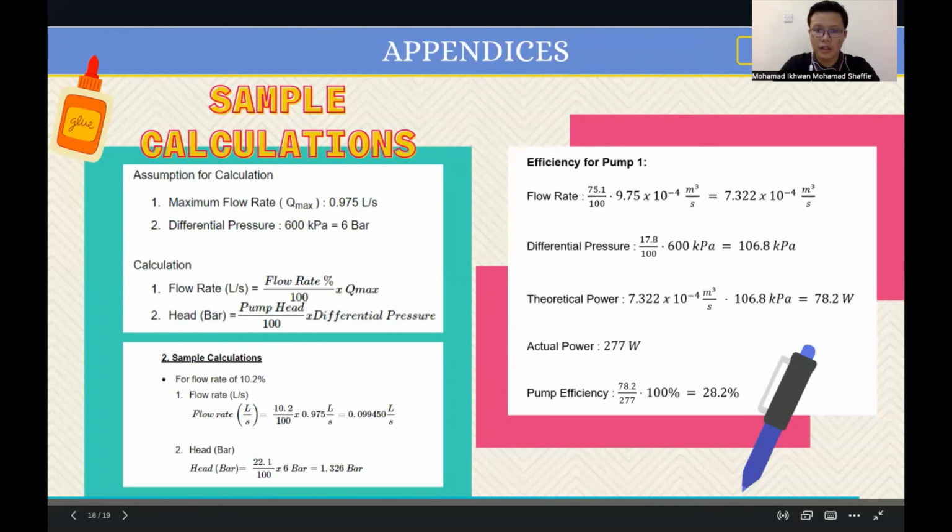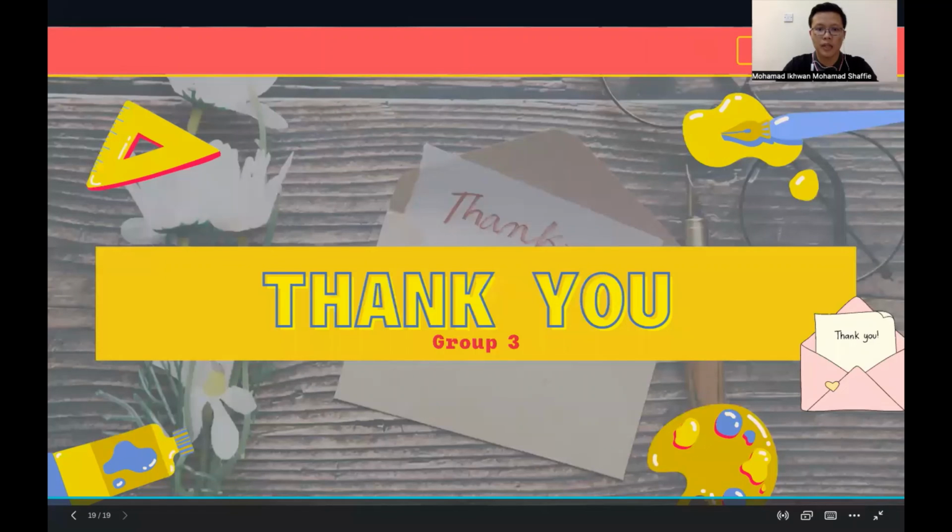On the right side here is the efficiency for pump 1. From here, we calculated the theoretical power and also the pump efficiency. For the calculations for pump 2, we have implemented the same method just like this to calculate the respective theoretical power and the pump efficiency. So that is it.